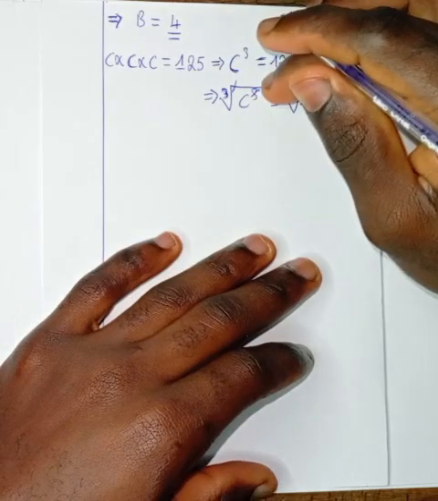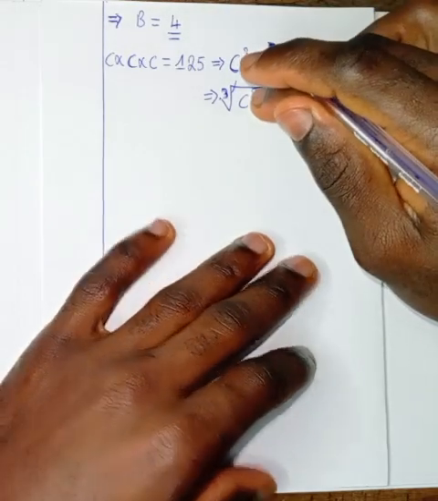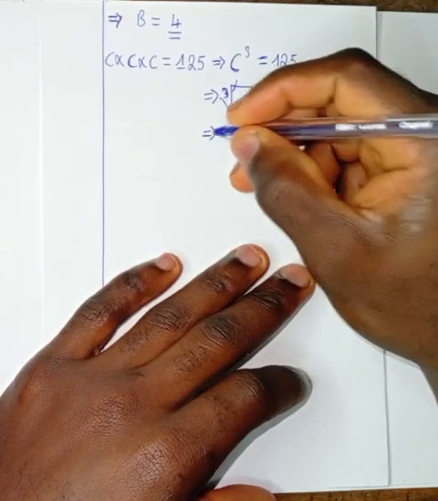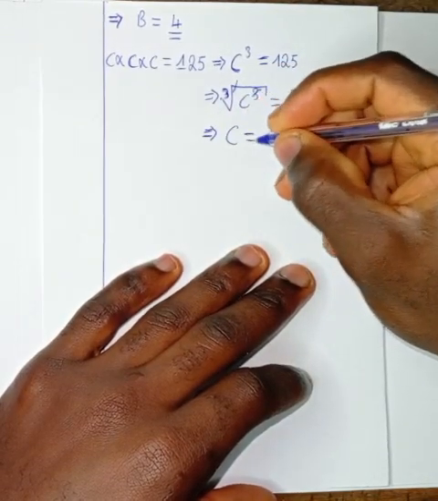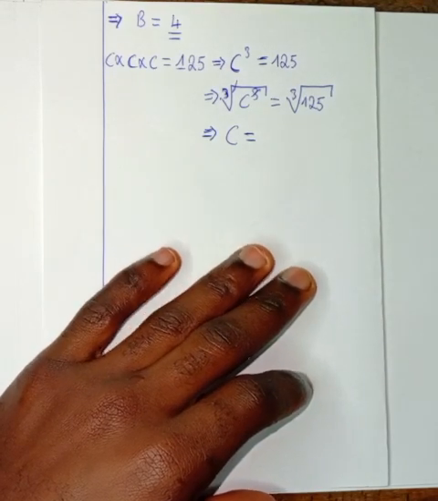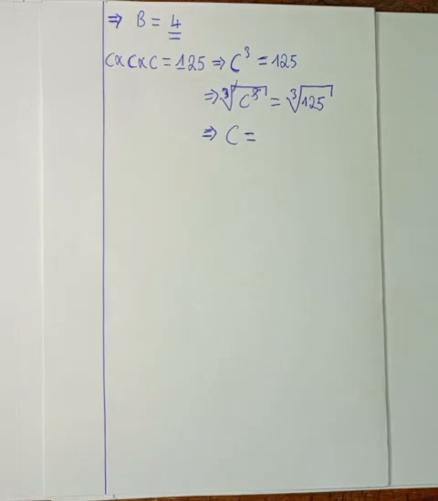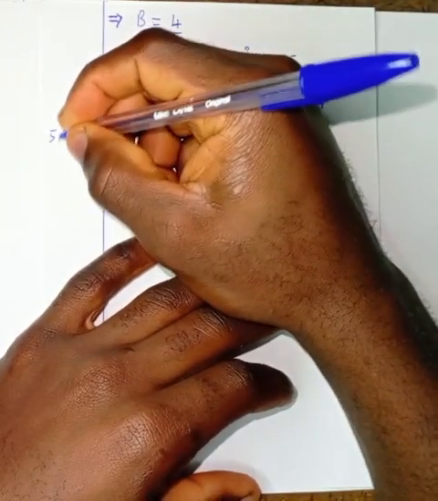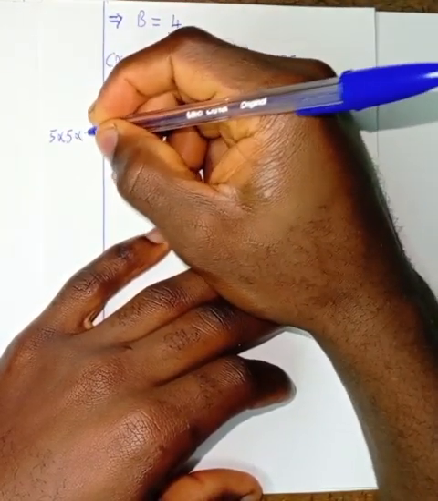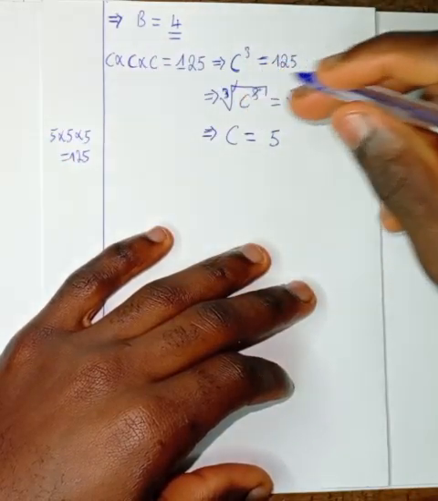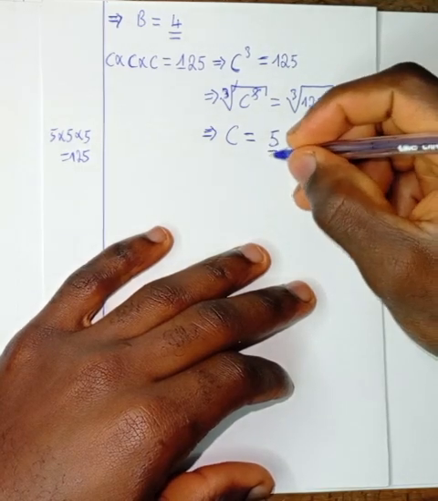The cube root is the inverse of cube. It will cancel off. Then we are simply going to obtain our c to be equal to the cube root of 125. The cube root of 125 is simply that number such that when you multiply the number by itself 3 times, you obtain 125. It will simply be equal to 5. If you take 5 times 5, it gives 25. 25 times 5 is equal to 125. Therefore, 5 is the cube root of 125. So this is the value of our c.